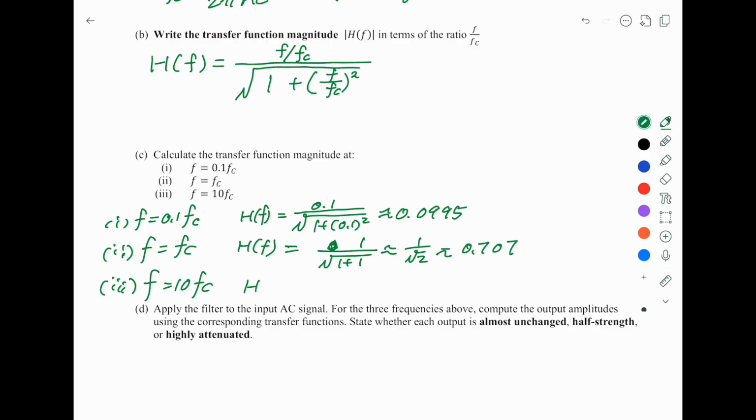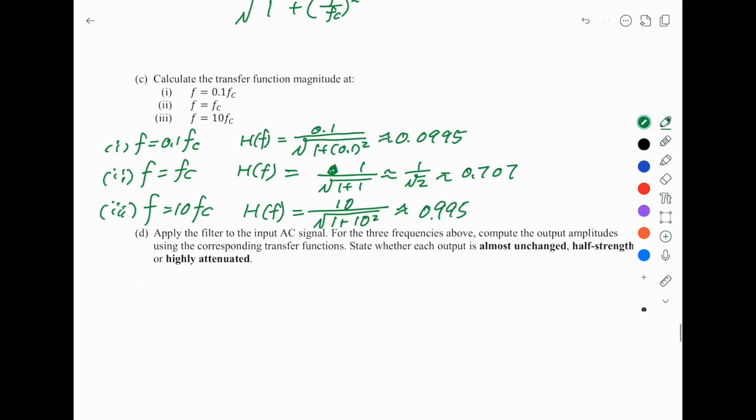Number 3, when the frequency is 10 times the cutoff frequency, so we have a high frequency now. Your cutoff frequency is like a standard. What does high mean? What does low mean? It depends on how your frequency compares with the cutoff frequency. And this becomes 10 over the square root of 1 plus 10 squared, which is roughly equal to 0.995. So now you apply this to the amplitude of your input signal.